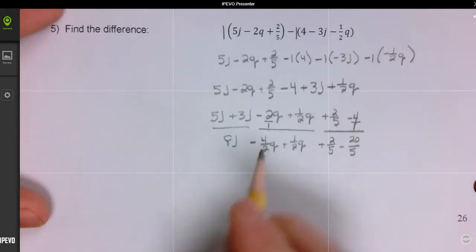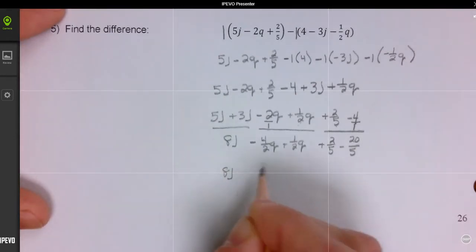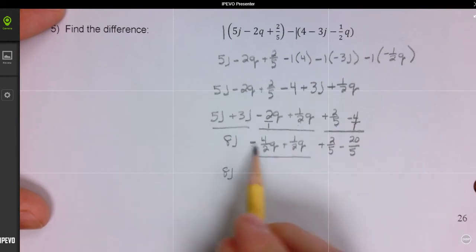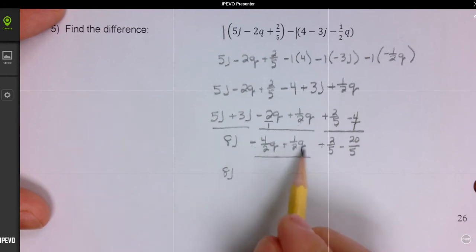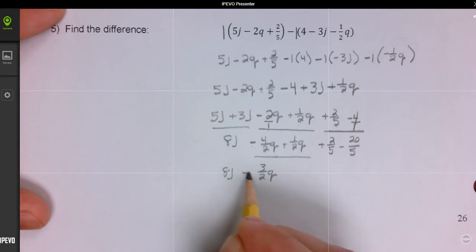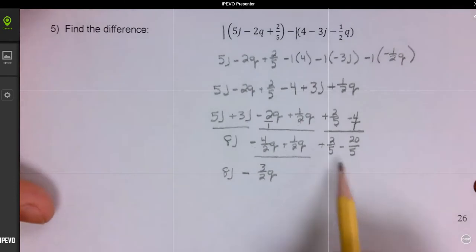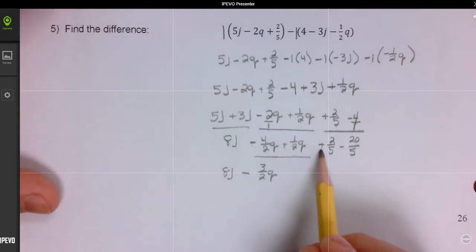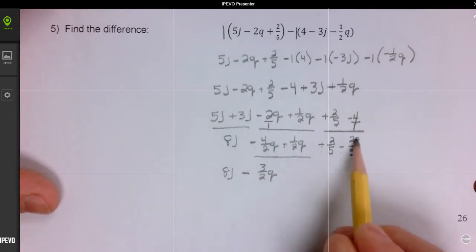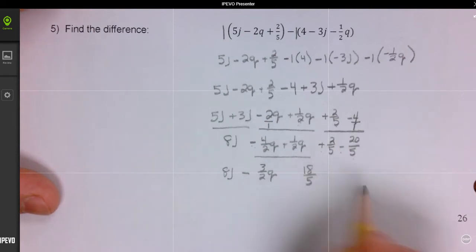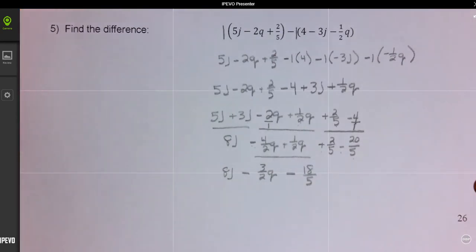So I'm still going to have my 8j. I'm going to bring that down. And now when I combine my q terms, these are different signs, so I'm going to subtract. 4/2 q minus 1/2 q is 3/2 q. And it's going to be negative because negative 4/2 has the bigger absolute value. And then with my constants, again, these are different signs, positive and negative, so I'll subtract. 20/5 minus 2/5 is going to be 18/5. And it's going to be negative because negative 20/5 has the greater absolute value.